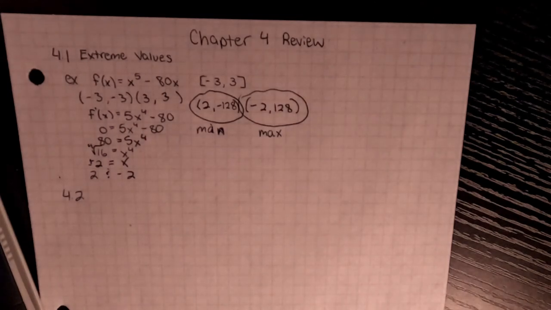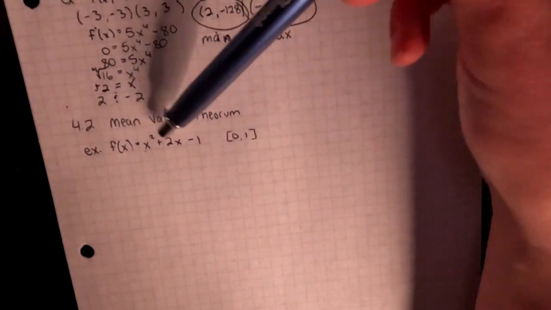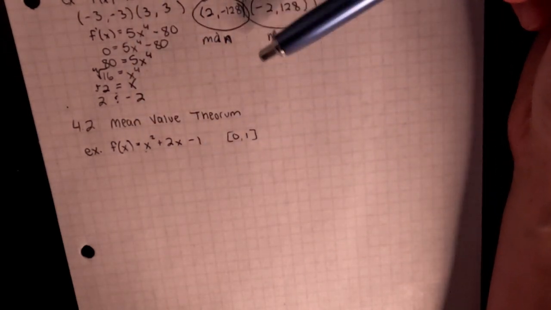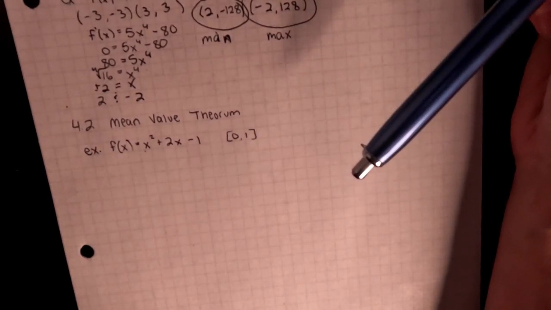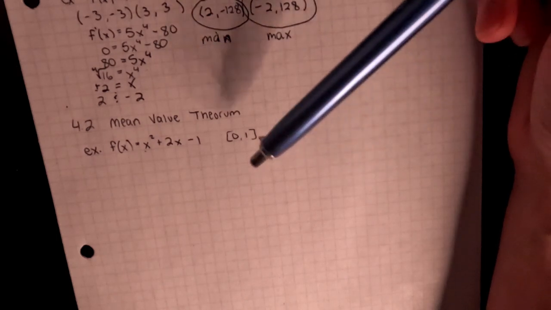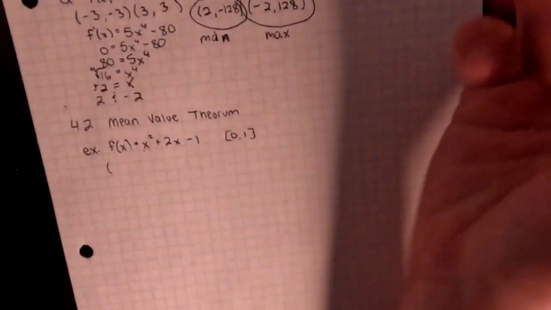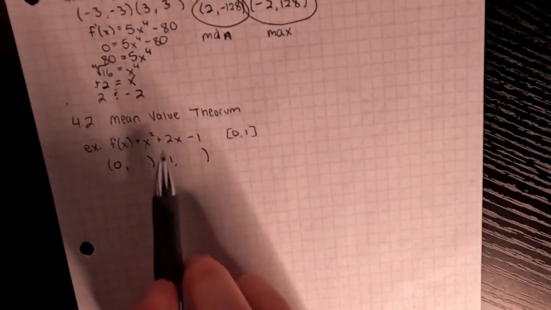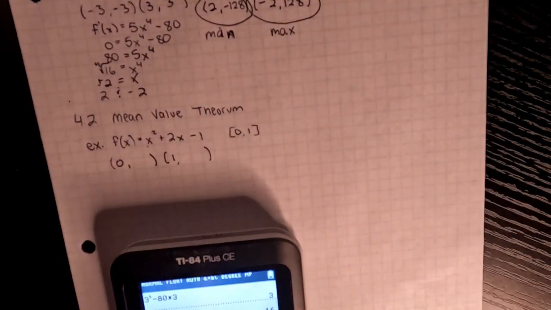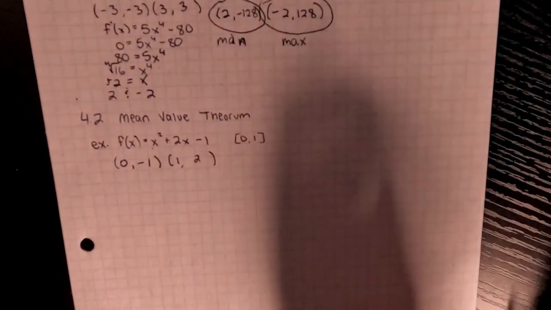4.2 talks about the mean value theorem. For the mean value theorem, you're going to be given a function and an interval, just like in 4.1, but instead of finding the min and the max, it's going to ask you to find a value c that satisfies the mean value theorem for the given function on a given interval. The first step is, just like up here, to set both of these into points and find your y value by plugging it into the original function. So this first one's just going to give you negative 1, and the second one's going to give you 2.